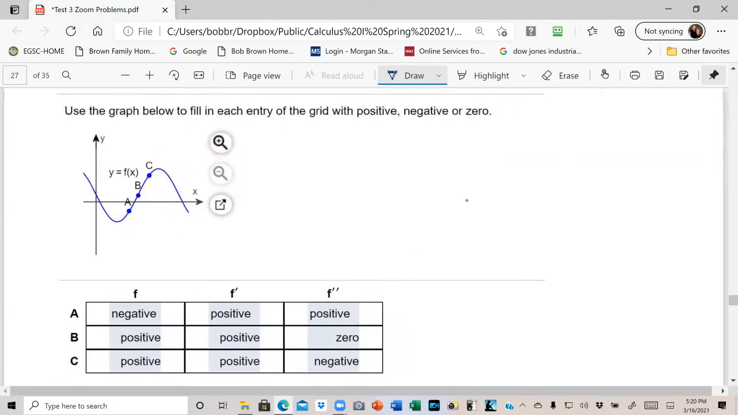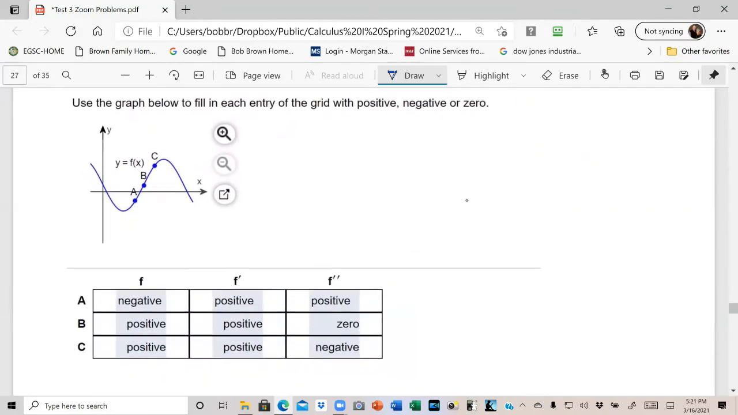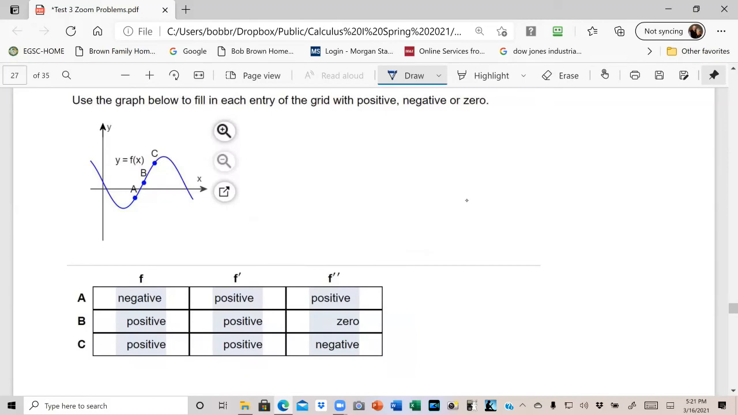Now here, it's just simply answering a few questions about the function, its derivative, and its second derivative. So for the function, let's look and see at points A, B, and C, whether it's negative or positive. Obviously at A, it's negative. At B, it's positive. At C, it's positive.